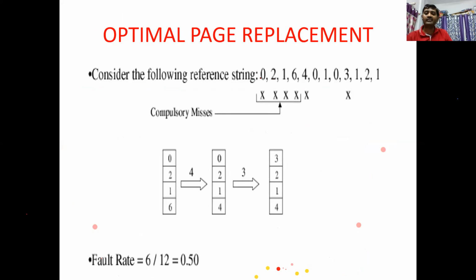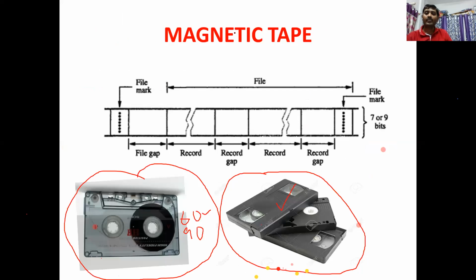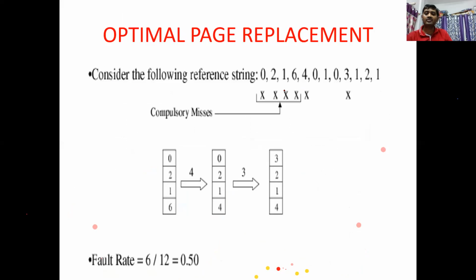So consider the following sequence string: 0 2 1 6 4 0 1 0 3 1 2 1. These are the pages to be referenced. Now I have a frame size of 4, right? In this string, first this page will be stored, then the next one 2 will be stored, and 1 will be stored, and 6 will be stored. So your memory frame is full, right?